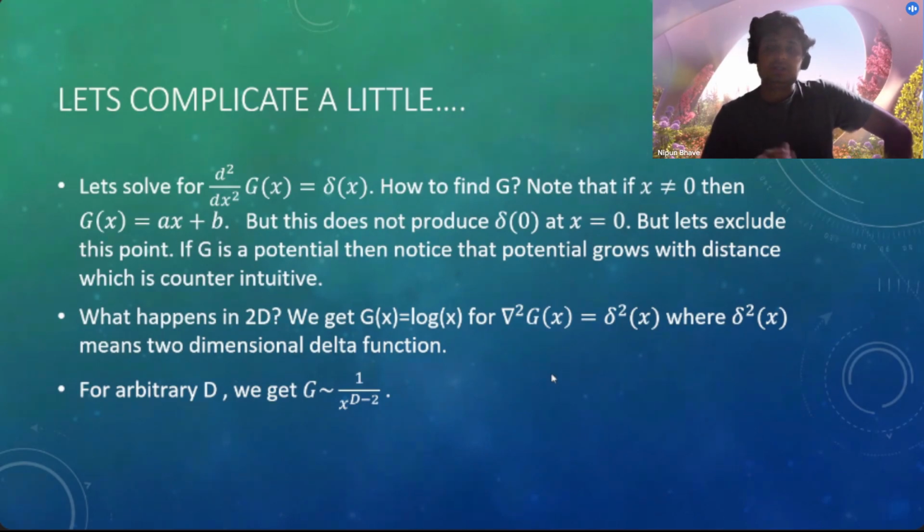So you see, this is just a one-dimensional system. If x is not equal to 0, you know that it's just d square by dx square g equal to 0, which means g can at most be linear. But you see that it actually does not give you the solution for the required differential equation, which is delta of x, because at x equal to 0, g of 0 is actually b.